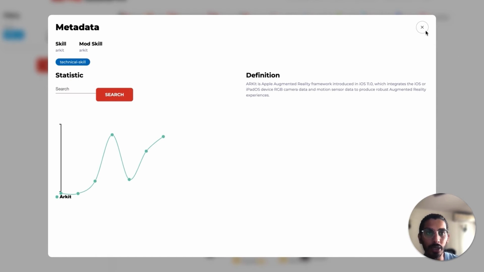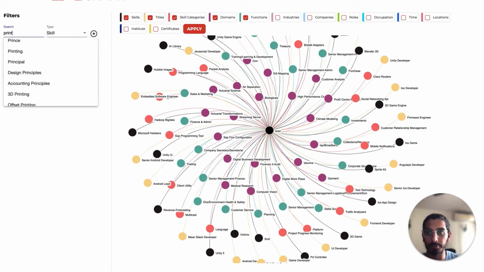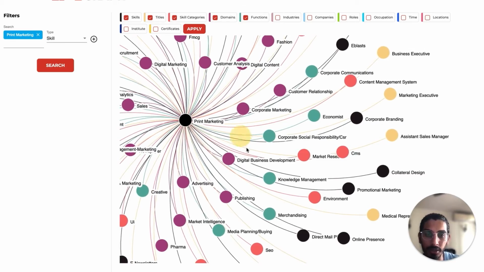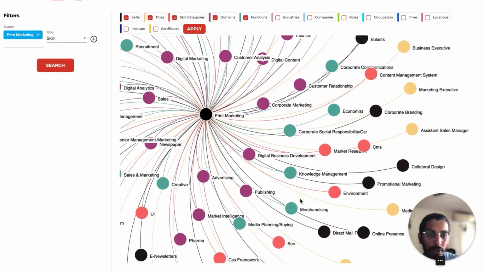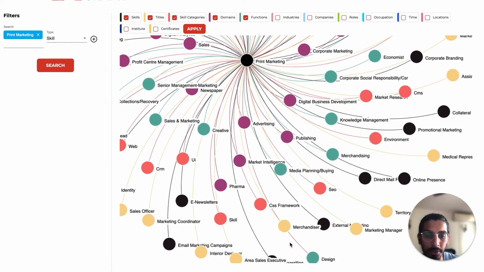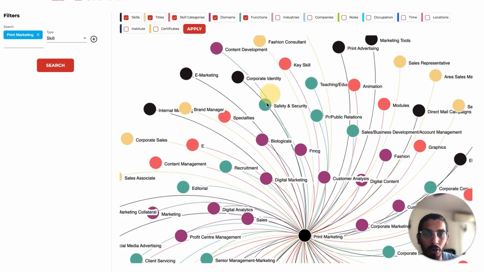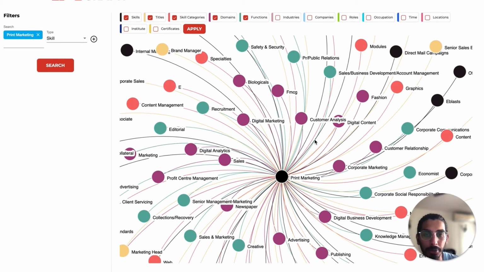Now let's look at one more example where we can see a different kind of skill. I'm just putting print marketing as a skill, and let's look at what related skills there are: corporate branding, promotional marketing, online presence, email marketing campaign, marketing collateral, internal e-marketing, corporate identity, print advertising, marketing tools are the related skills of print marketing.